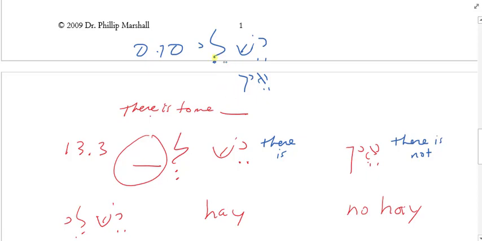How would I say he doesn't have a king? I've got to switch what's attached to the lamed. Ein lo melech. There is not to him a king. Ein lo melech. All right? You see how this works? Okay, good.